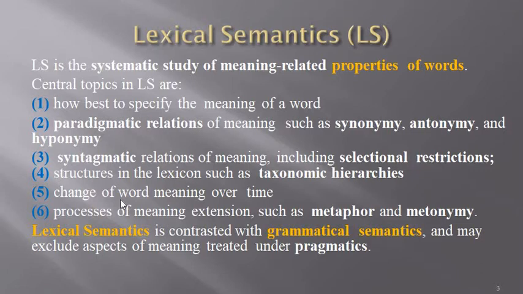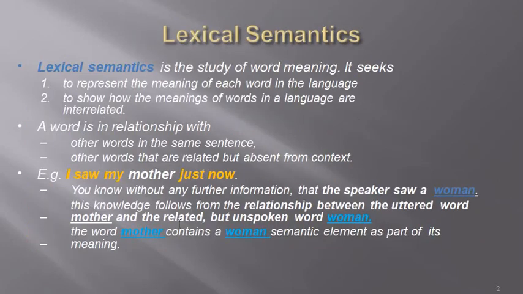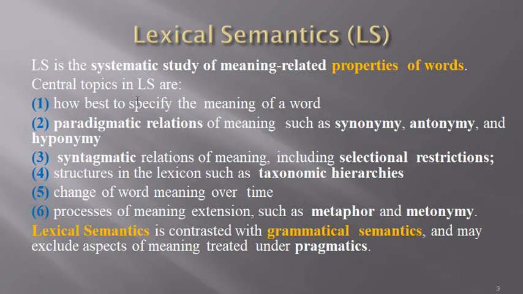So lexical semantics is the systematic study of meaning-related properties of words, because after explaining this example, I hope this point will be pretty clear in your mind. Here I told you that after the utterance of the word mother, the word women will occur in the mind of the speaker, although the word women has not been uttered, because the word mother has the property of women. So we can define lexical semantics as the systematic study of meaning-related properties of words.